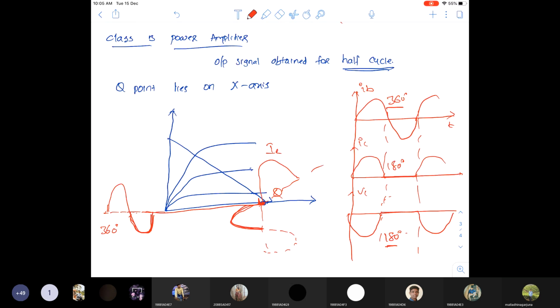So the power amplifier is said to be a class B power amplifier if the Q point and input signal are selected such that the output signal is obtained for a half cycle. Whereas class A power amplifier is a full cycle, class B power amplifier is a half cycle. So for class B the conduction angle is 180 degrees, whereas for class A it is 360 degrees.